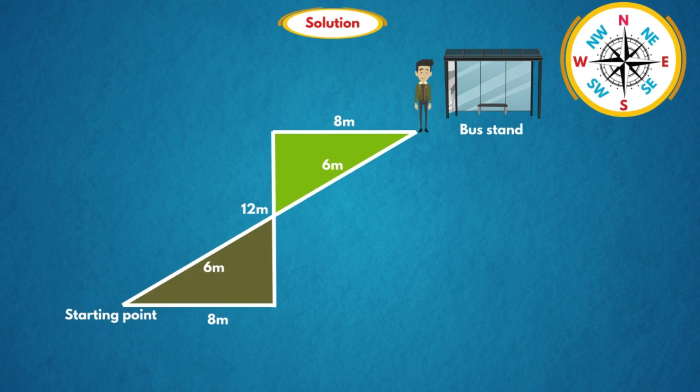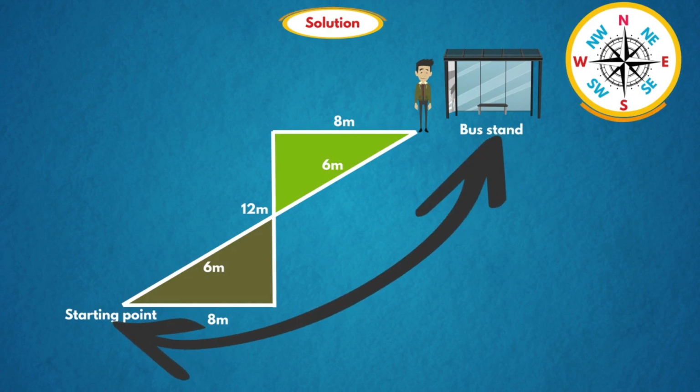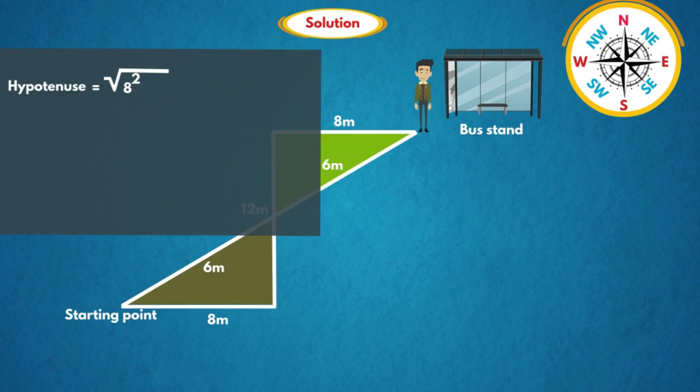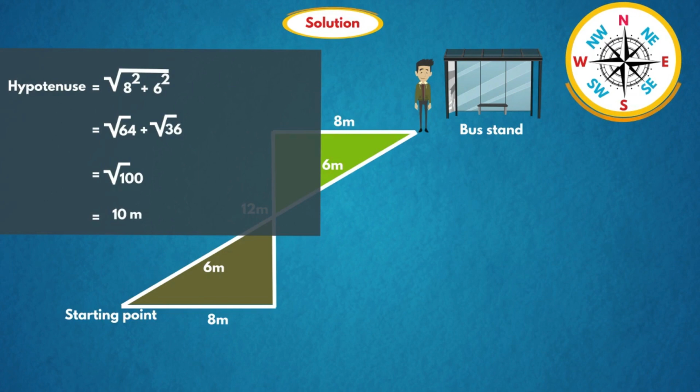Here after splitting into two parts, we can observe two right angle triangles here. So we can find the distance between bus stand and starting point. Here in this triangle, the sides are 8 meters and 6 meters. In the right angle triangle, from the Pythagoras theorem, hypotenuse is equal to square root of 8 square plus 6 square. That is, square root of 64 plus 36 is equal to root 100, that is equal to 10 meters.